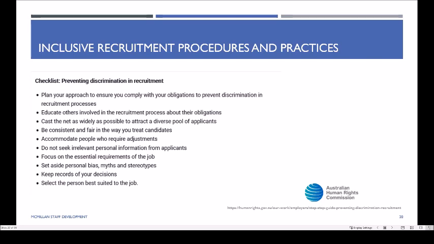So to do that, we want to make sure we have that job description clear, and that everyone who's involved, so if it's a panel, everybody on the panel understands what we're doing here, the due process that we're going through, and the appropriate way to do that. We cast the net as widely as possible to make sure that we get as diverse a pool of applicants as we can. So we're not just advertising in one space that's going to perhaps appeal to one demographic.